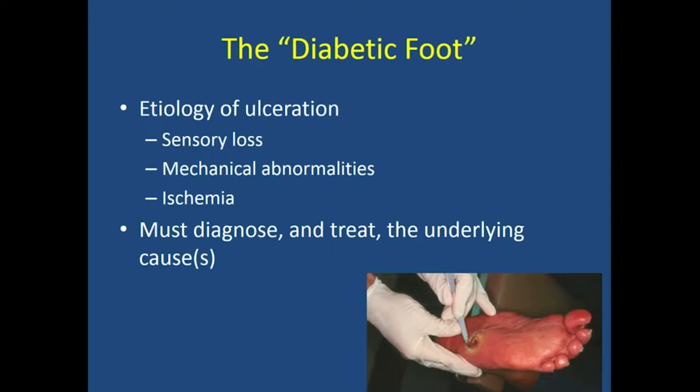They're due to sensory loss with then the loss of the protective reflexes. Put on a shoe that rubs your foot the wrong way. Most of us would throw that shoe away in a matter of minutes. The patient with diabetes won't notice it to the point where they wear a hole in the foot. They get mechanical abnormalities due to the sympathetic loss of the motor innervation to the intrinsic muscles in the foot and get collapse of the bony architecture, which leads to abnormal weight bearing. And they also can get ischemia.